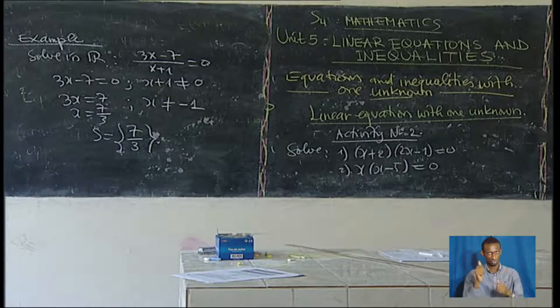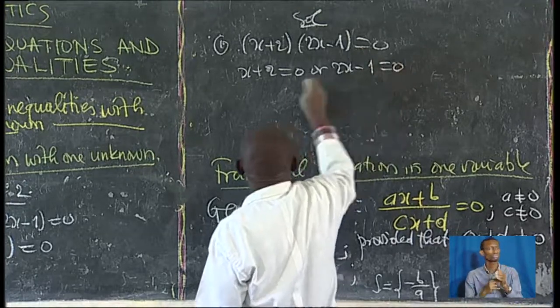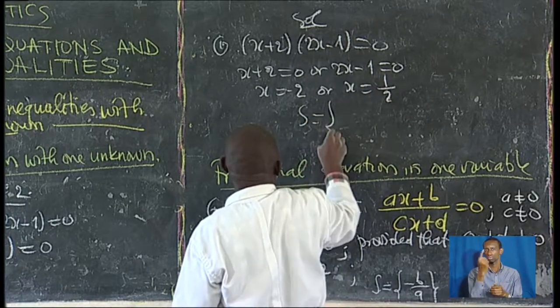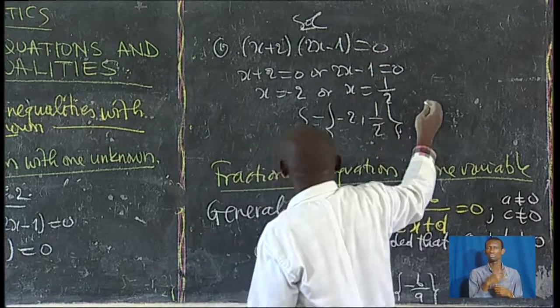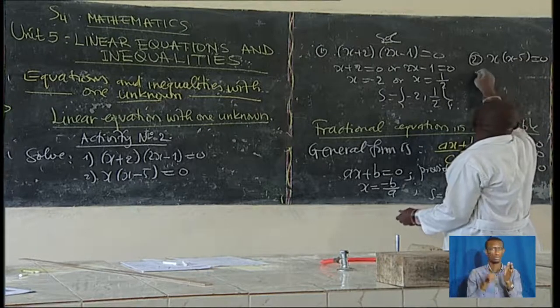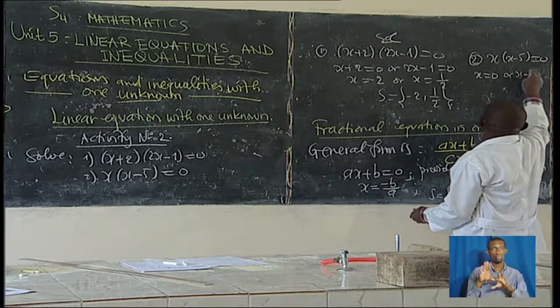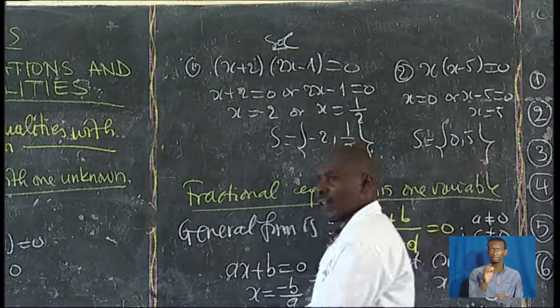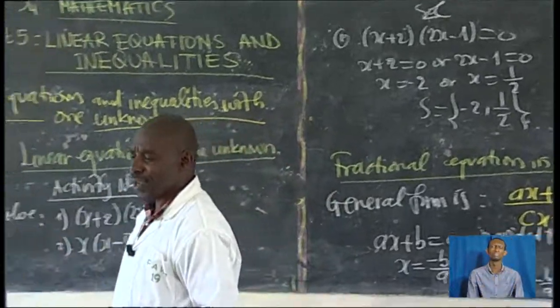All right, now let us correct on the chalkboard. Number one, x plus 2 times 2x minus 1 equals 0. It means x plus 2 equals 0, or 2x minus 1 equals 0. So x equals minus 2, and here x is equal to a half. So the solution is minus 2 and a half. And the last, x times x minus 5 equals 0. These are factors, it means x equals 0 and x minus 5 equals 0. Then x equals 5. Set of solution is 0 and 5. Difficult? Not at all.